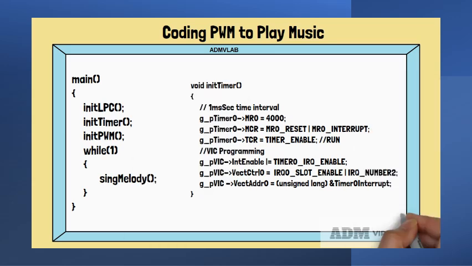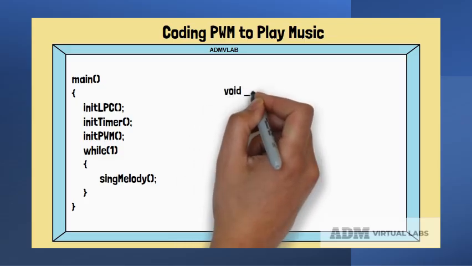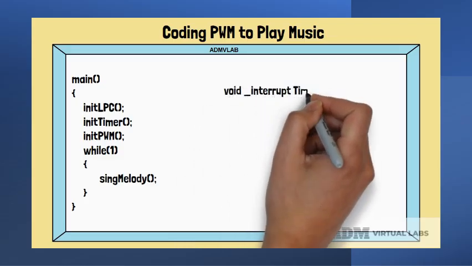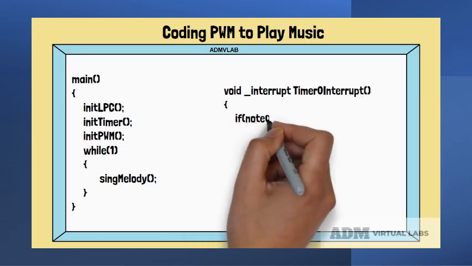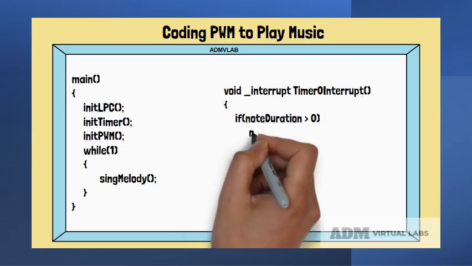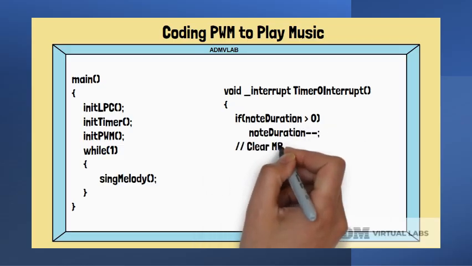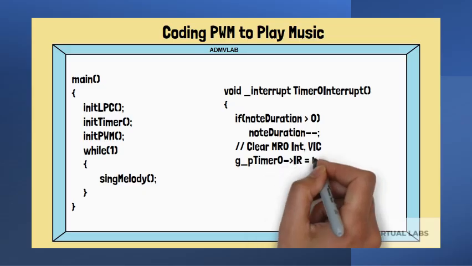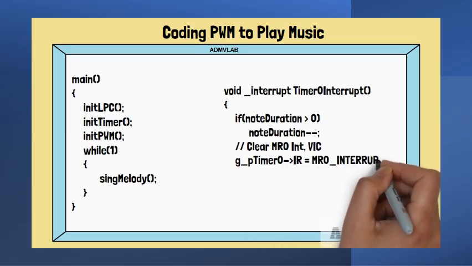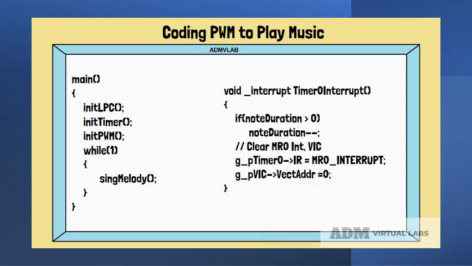Every 1 millisecond, the timer interrupt subroutine will be called. Here we decrement the note duration counter. If we set a note time for 100 millisecond, then the note duration count value will be decremented here. We enable timer for generating the next 1 millisecond interrupt by clearing the match 0 interrupt bit set in the IR register. Similarly, we signal the VIC end of timer routine by a dummy write to the vector address register.